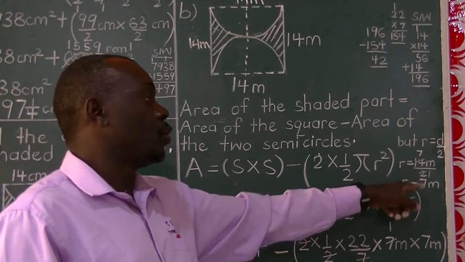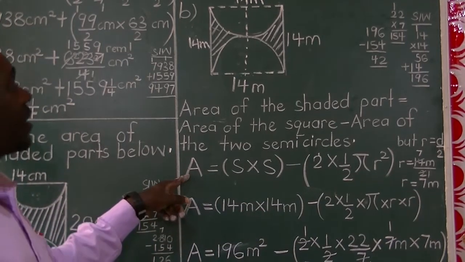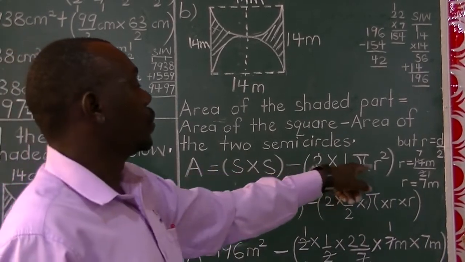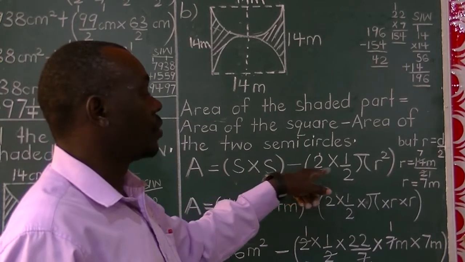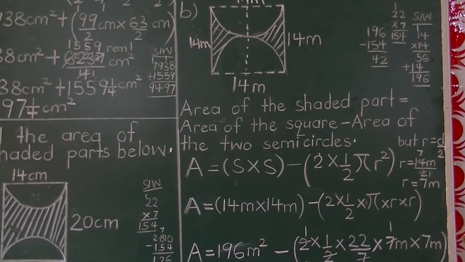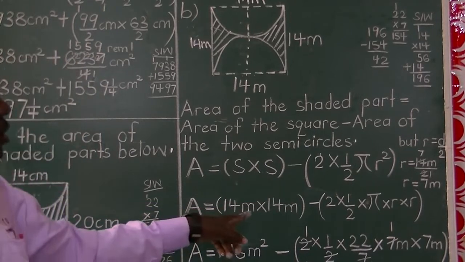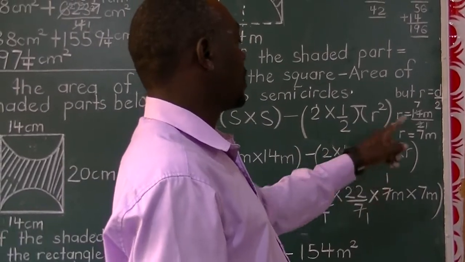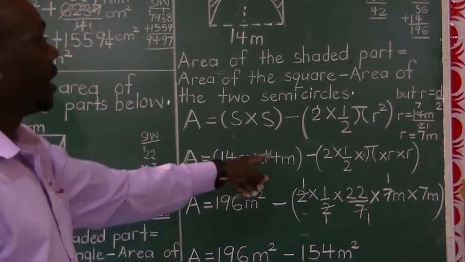Radius is 14 meters divided by 2. We shall use a radius of 7 meters in that way. So then we go to our formula, area of a square, side times side. So area equals side times side minus the two semicircular ends, that's 2 times a half pi r squared. A half must be involved because a semicircle is half of a circle. Each side of the square is 14 meters. So you write area equals 14 meters times 14 meters, then minus 2 times a half times pi times r, where r means radius, which we've got as 7 meters.